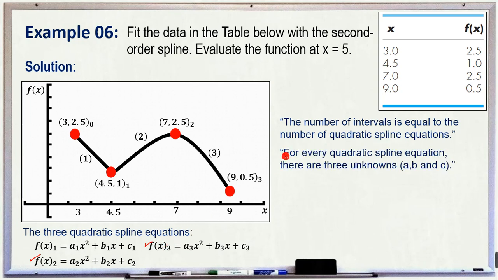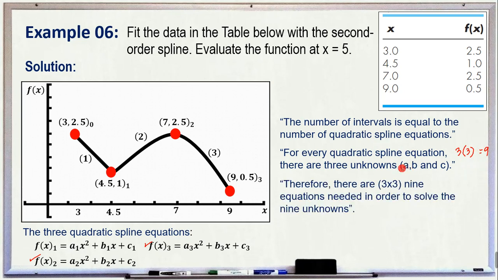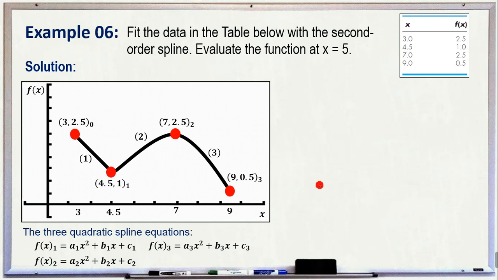Now the second statement, for every quadratic spline equation, there are 3 unknowns. So we have 3 unknowns multiplied by 3 intervals or 3 quadratic spline equations. We will expect 9 unknowns for A's, B's, and C's. Therefore, there are 3 by 3 or 9 equations needed in order to solve the 9 unknowns. Now, let's proceed to our first step.